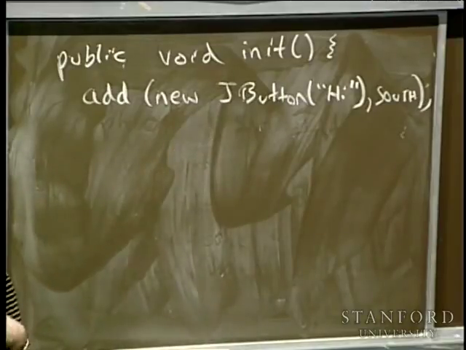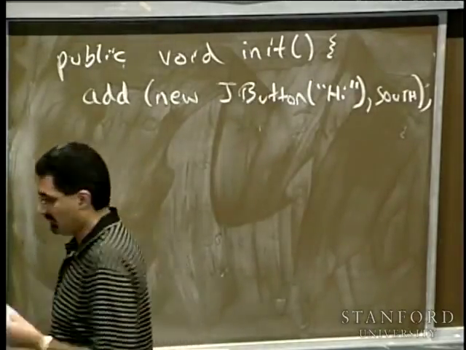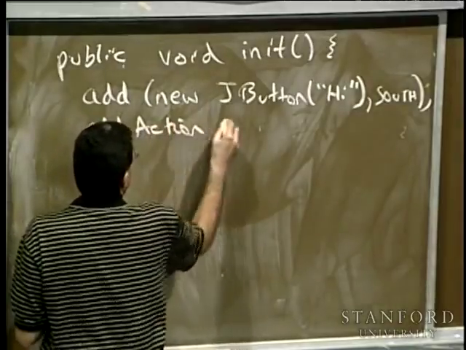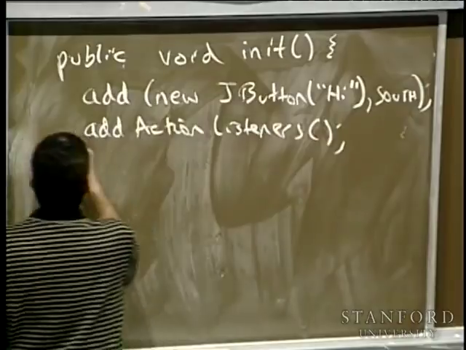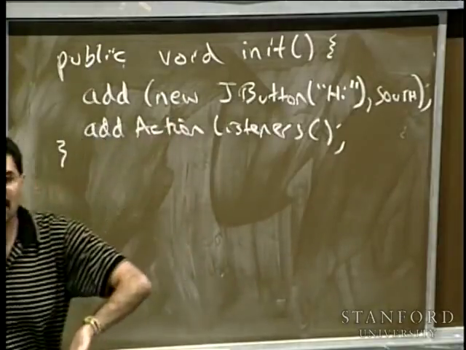That button, when it's pressed, is going to invoke some other method for us automatically as long as we add our action listeners. Okay? So then here we would say add action listeners. And so what we generally do in our init method is we create all the interactors that we want to create, and before we're done, we say add action listeners to say, okay, I created everything now.